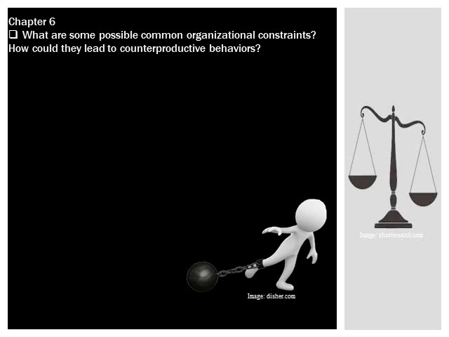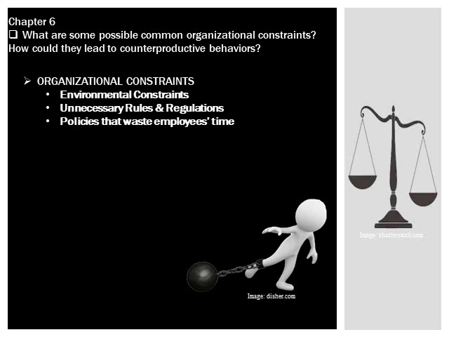And then our final question, what are some possible common organizational constraints and how could they lead to counterproductive behavior or counterproductive work behavior, CWB? Some of the organizational constraints that can exist are environmental constraints, unnecessary rules and regulations, and then policies that waste employees' time. And so for environmental constraints, that could come down to poor equipment.